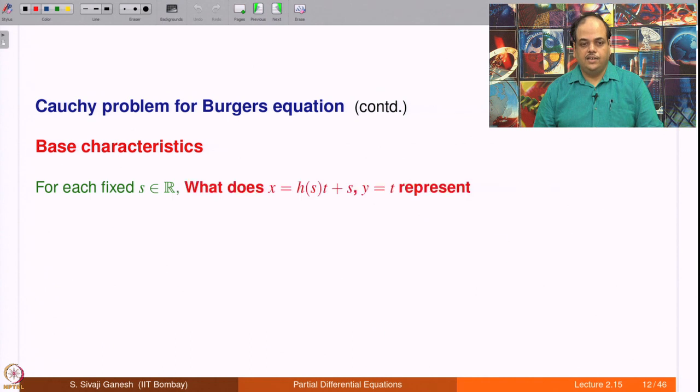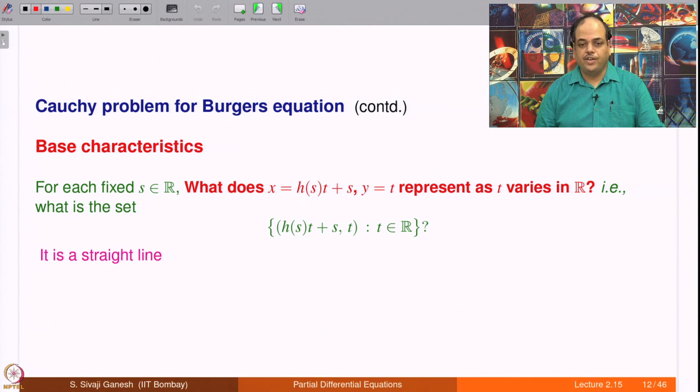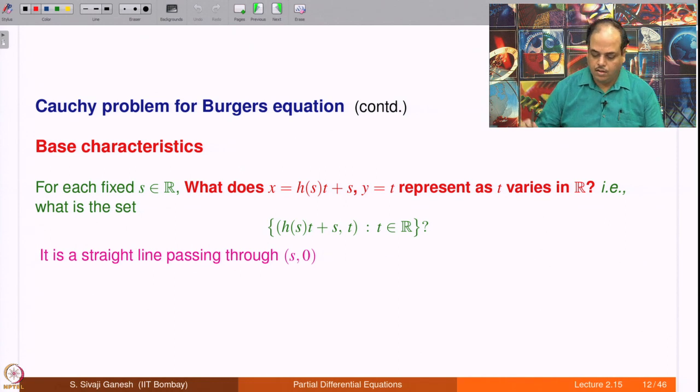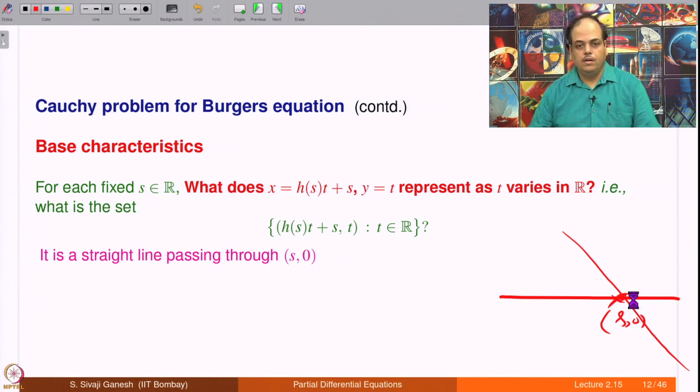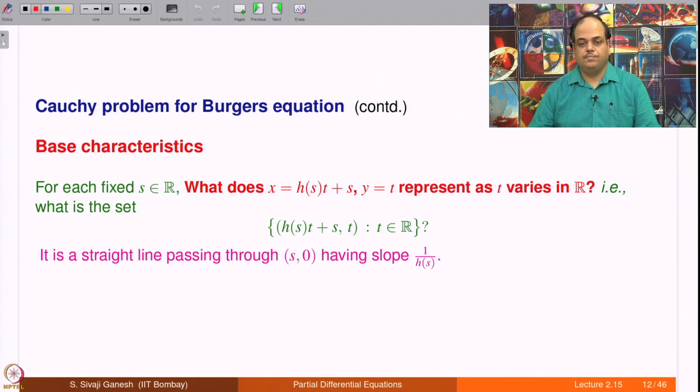Now, for each fixed s, what does this represent? This is the base characteristic, x equal to h(s) t + s, y equal to t, as t varies, s is fixed. What is this set? It is a straight line passing through the point (s, 0). Okay, this is the point (s, 0). So, it is a straight line passing through (s, 0) with slope 1/h(s).